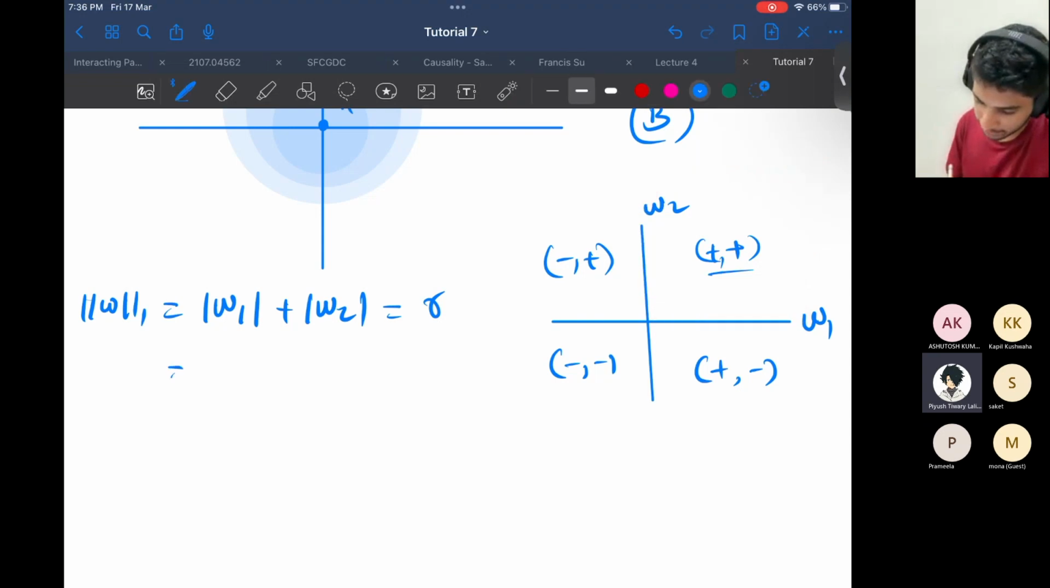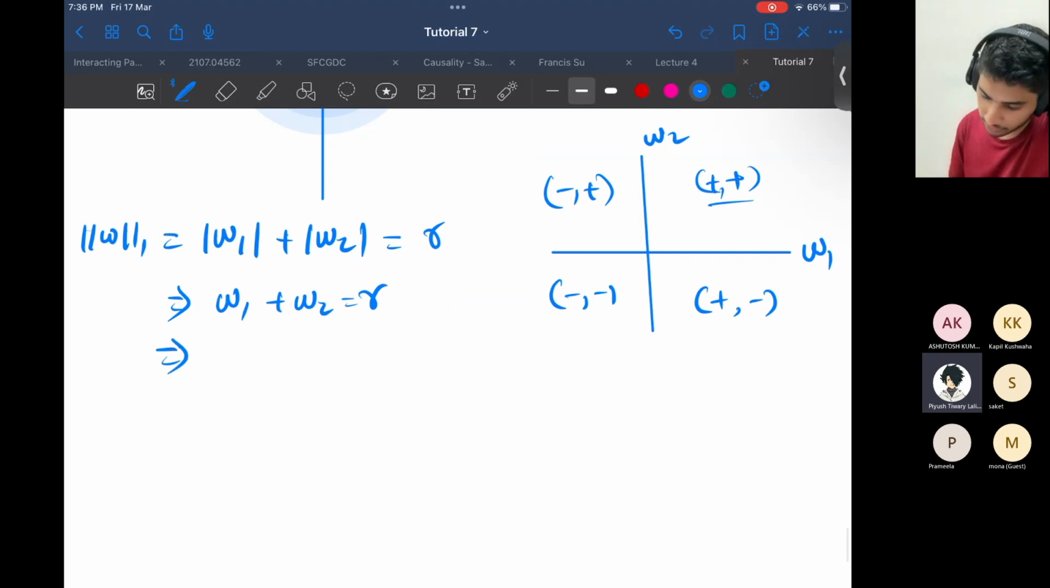In that case, since both of them are already positive, I can just remove the absolute value, because the absolute value of a positive number is the positive number itself. So this will simply become W1 plus W2 is equal to R. I am trying to bring it in the form of y is equal to mx plus c. So this will become W2 is equal to minus W1 plus R, right?